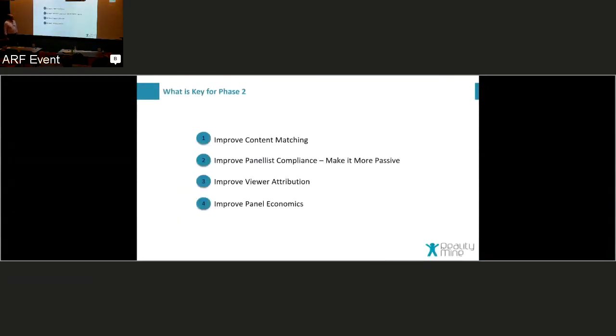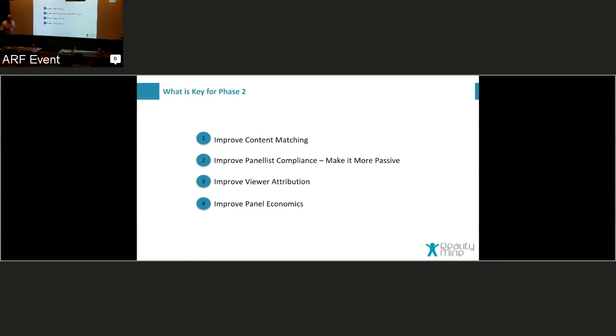And that's what we're starting to do now with all we're working on: how do we continue to push things forward to make this data better by doing better jobs on content matching, by making it easier. We have to make everything our panelists do more passive. We think the more you ask people, the less compliance.